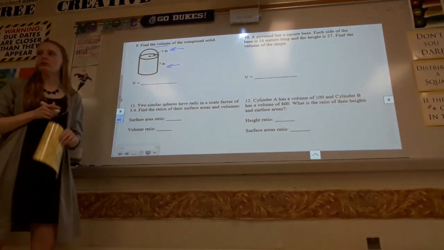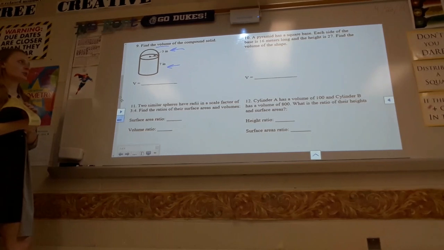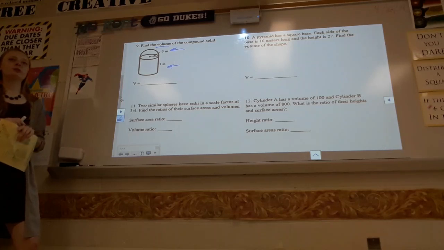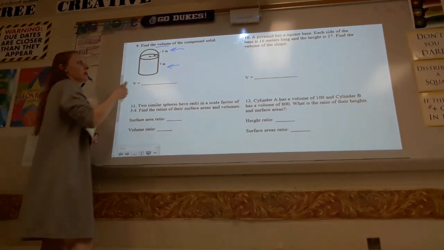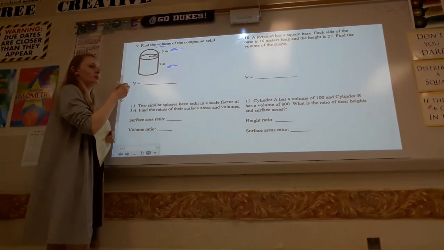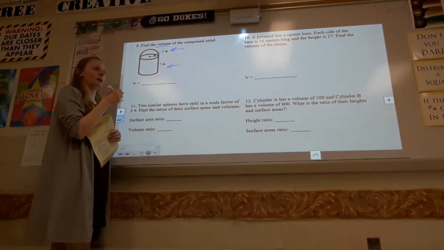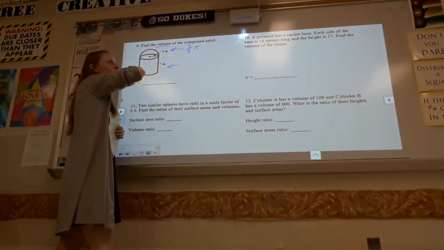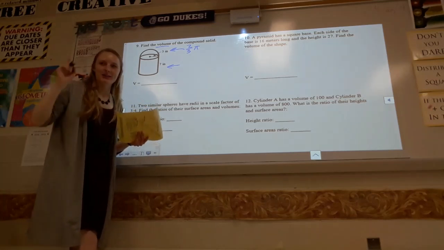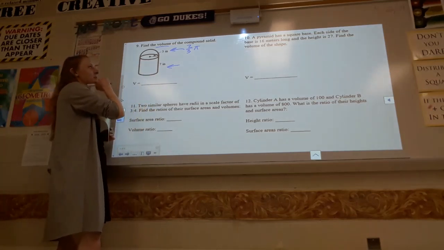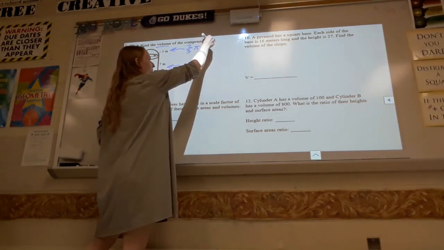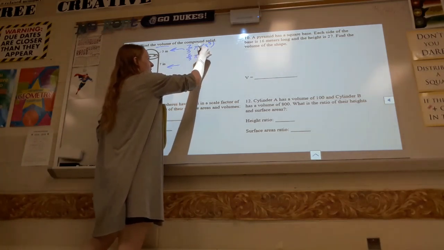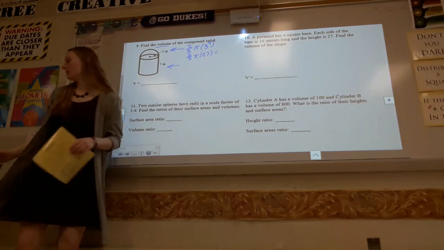I'm going to draw 2 little arrows to show that we have 2 separate things we're working with. So what shape is on top? Hemisphere. So we just talked about those. What's the formula for the volume of a hemisphere? 1/3? 4/3 is for a full sphere. It's 2/3 pi r cubed. What's the radius? 3. So I'm going to do 3 cubed, which is 3 times 3 times 3, which is 27. So it's 2/3 pi times 27. So multiply the 2/3 and the 27 together.